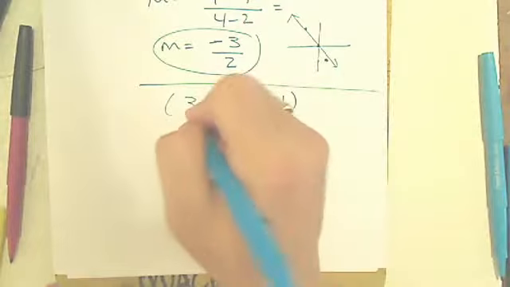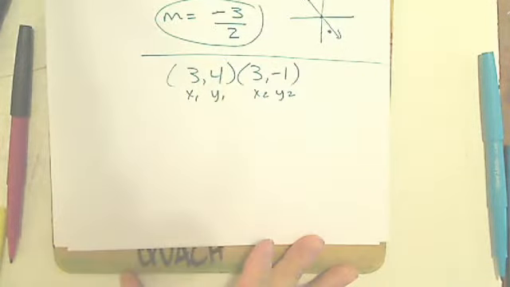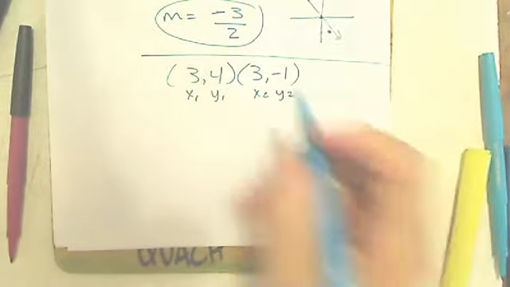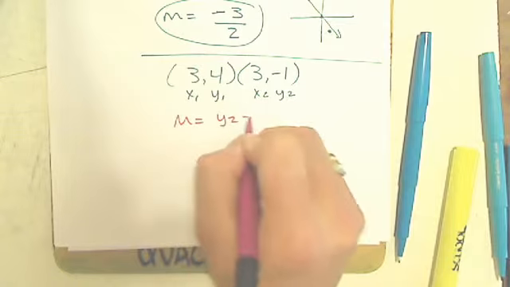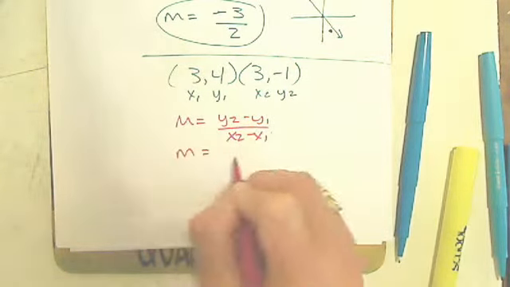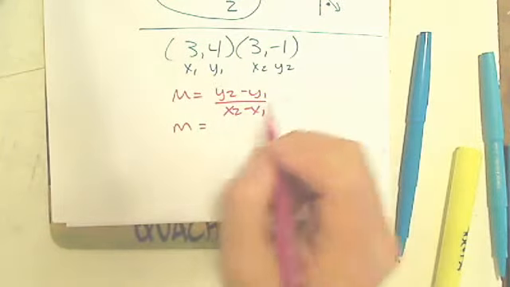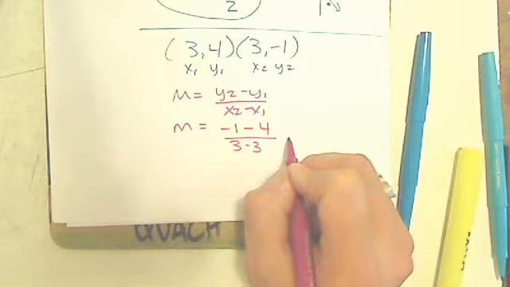Ready? X1, Y1, X2, Y2. Okay? I'm going to label it correctly here using the equation. Again, this is new. I want to see the slope formula written out. X2, X1. Then you have negative 1 minus 4 over 3 minus 3. Okay, solve it out.